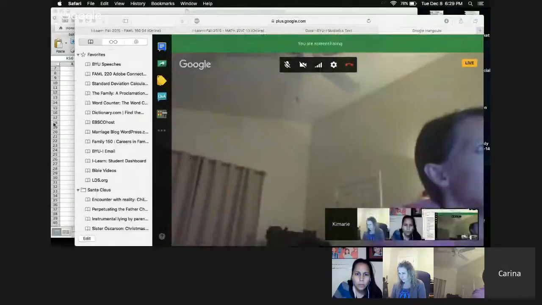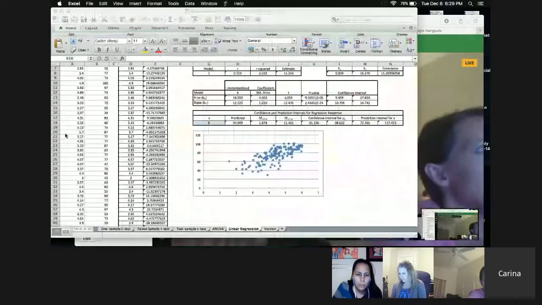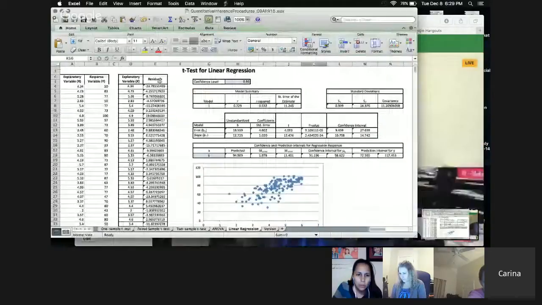So I guess I'm not understanding what they're asking here. Residuals are between negative... Compute the residuals. Yes. Let me screen share with you, and I'll show you what it's talking about. Do you see right here, this is on Excel, it says residuals, and all of these numbers are what it's talking about. You see what I mean?